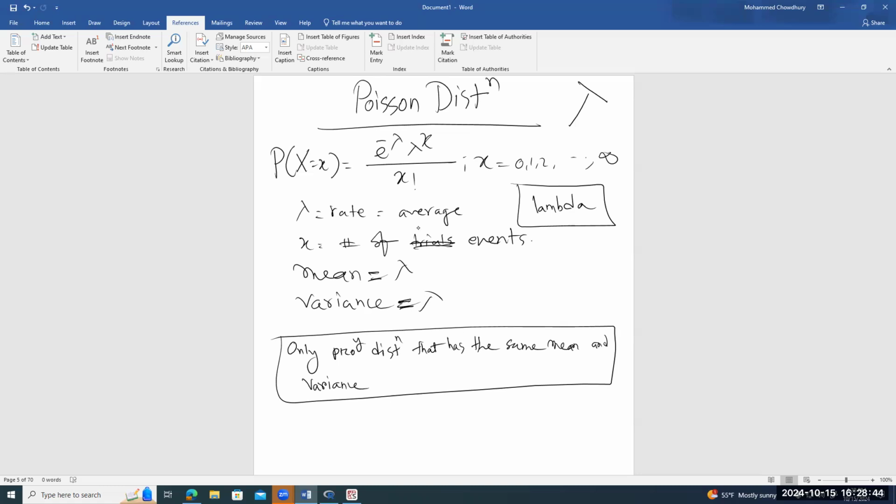Could you say that again? Is it the only one that has the same mean and variance? Yes. This is the only probability distribution that has the same mean and variance. Binomial has different mean and variance. Geometric has different mean and variance. Negative binomial has different mean and variance. And also the normal distribution that is coming also has a different mean and variance. But Poisson distribution is the only distribution that has the same mean and variance. Clear? Yes.